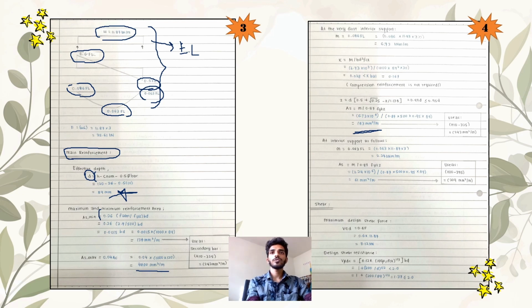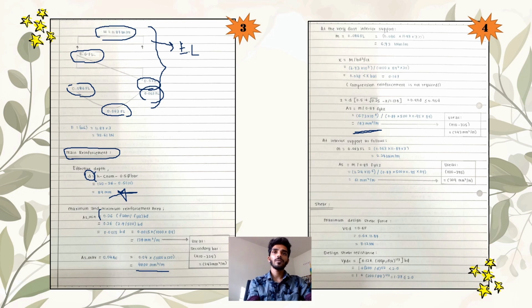So M equals 0.063 FL. So 0.063 times 11.87 times 3.0 m. So we will get 2.24 kNm per m. So As equals M over 0.87 fyk z. It will give the answer of 61 mm² per m. So here we can use H10 at 375, for 209 mm² per m as the exact value.